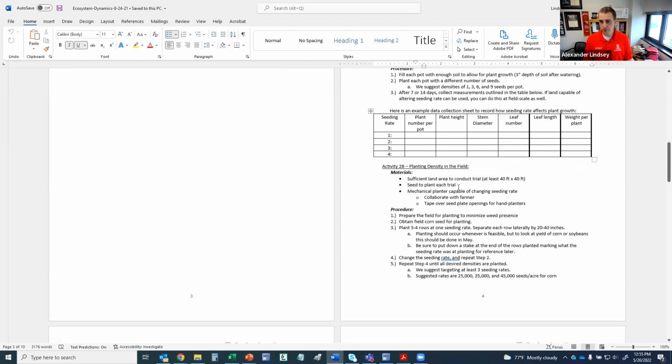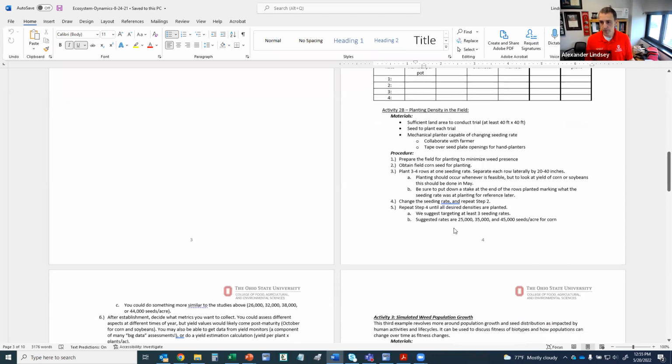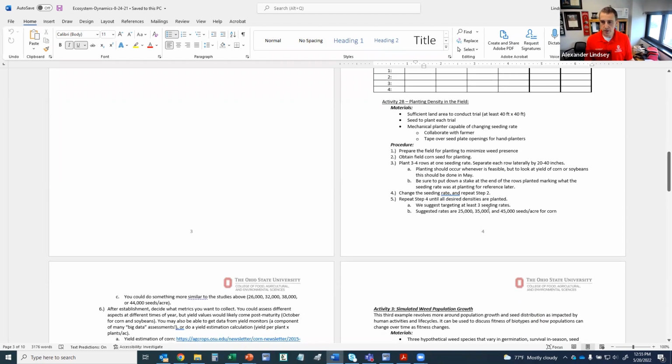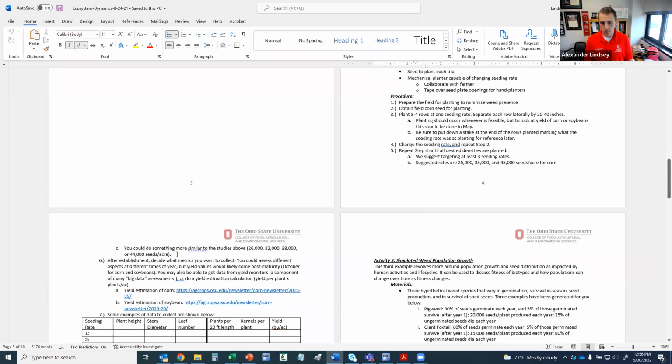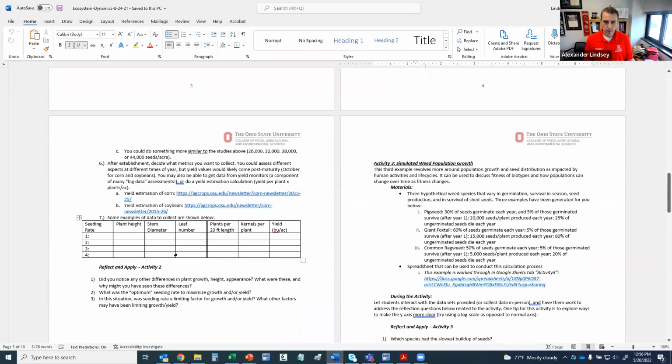You could also look at different things in the field. If you have an association with a producer, you might be able to set up some different trials with different seeding rates and do this on a larger scale. We'd suggest at least 3 seeding rates for corn, possibly 4 if space allows it. And then after establishment, you can collect some different yield estimates as well, if you get late enough in the season where you can actually collect that information.